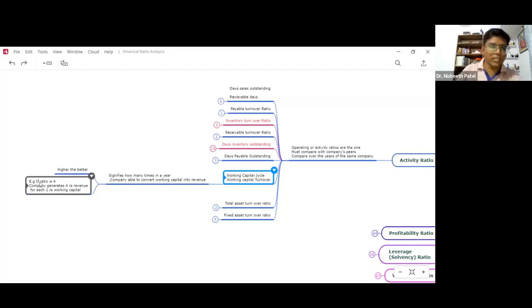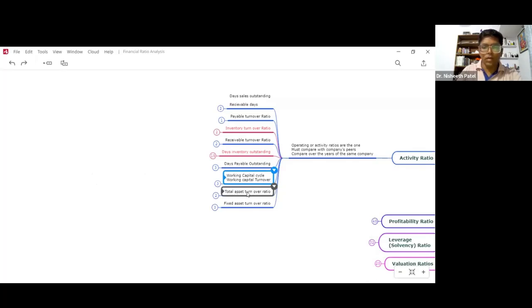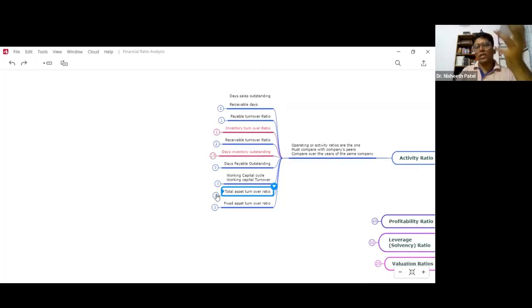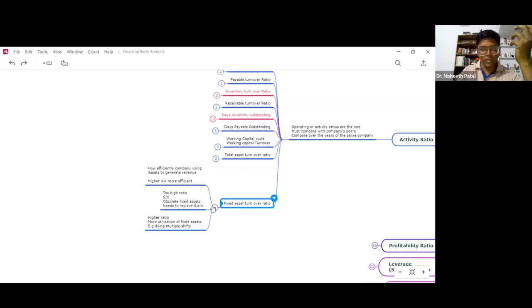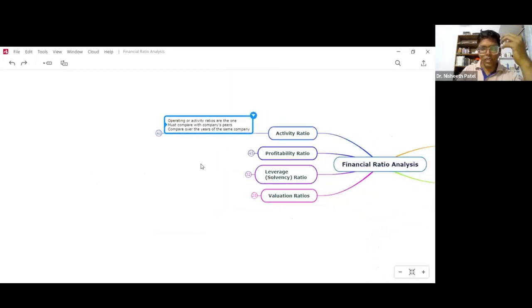So what does this signify? If the ratio is 4, that means the company is generating 4 rupees of revenue for each 1 rupee of working capital. So the better the working capital cycle, the better the profitability or the sales growth of the company. Now total asset and fixed asset turnover ratios work the same way. In total assets we have to see how much revenue they generate against the assets, and in fixed assets we have to see how much revenue they are getting against the fixed assets.